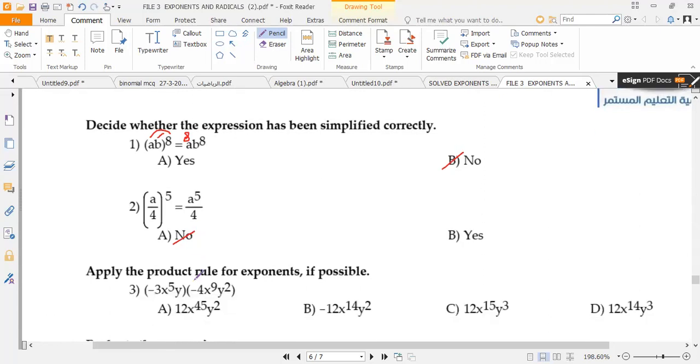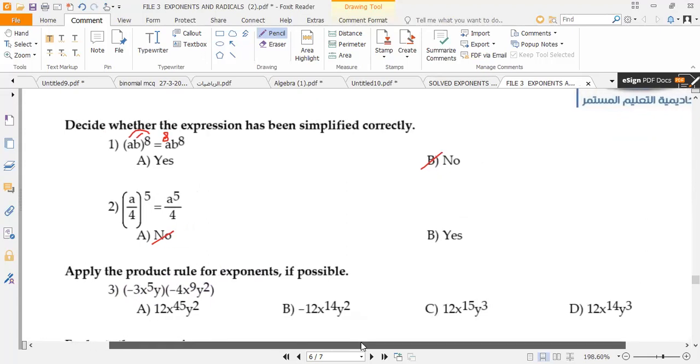Let us see the next question together. Here, (negative 3 x to the power of 5 y) between one bracket, times the other bracket, which is (negative 4 x to the power of 9 y to the power of 2). I will give you half a minute. Try to think here. Which is the best answer here? When you finish, you can send your answer. It will come to me on the chat as a private message. So just when you finish, tell me.